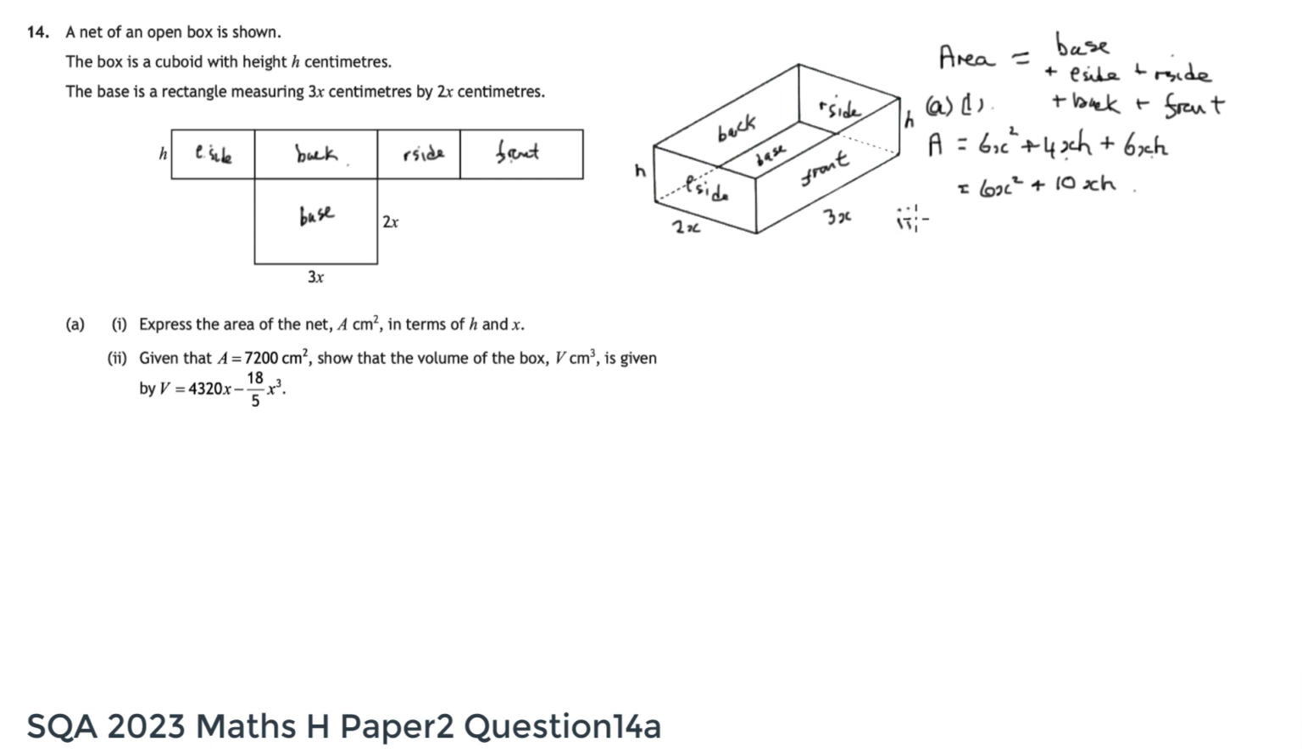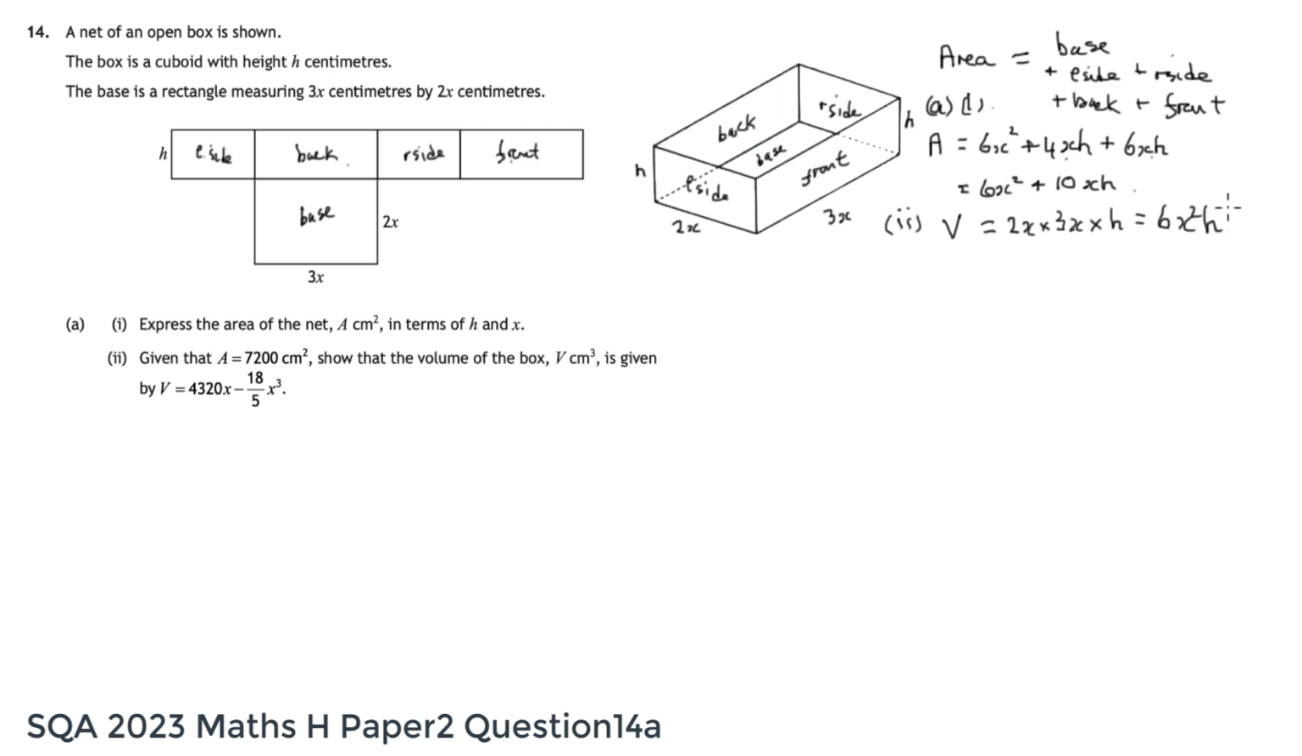Now let's move on to the second part of A, and it's telling us that that area that we've just worked out is 7,200 square centimetres, and we're asked to show the volume of the box is given by this expression. Now if we look closely at this expression, there's no mention of h, it's all in terms of x. So let's start with the formula for the volume of this box, and that would be length times breadth times height. So it's a 2x times a 3x times a height, and that'll give us 6x squared h.